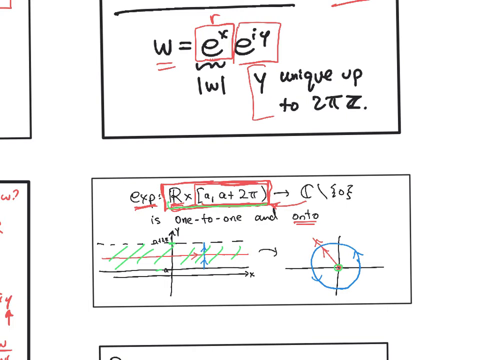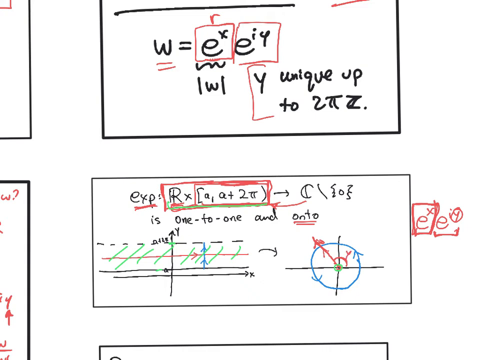If I have a horizontal line, so that's where y is fixed and x is allowed to vary, we really just get a ray, because we have a specific complex number and we're just taking multiples of it. So we'll get some ray, and where it's at basically depends on the angle, the value y.